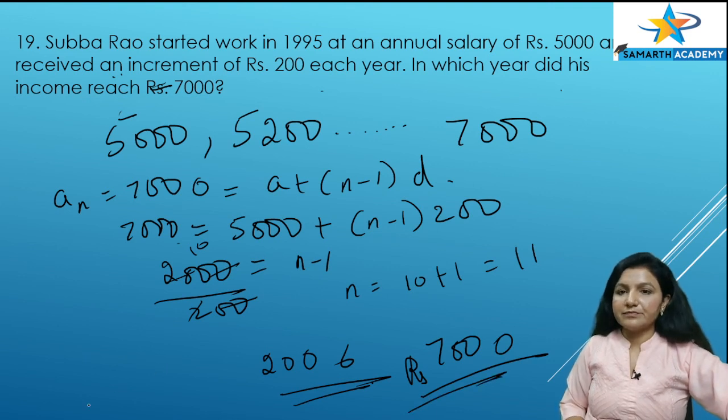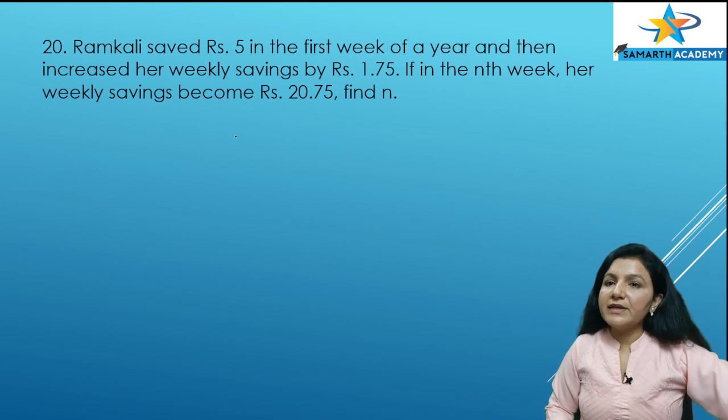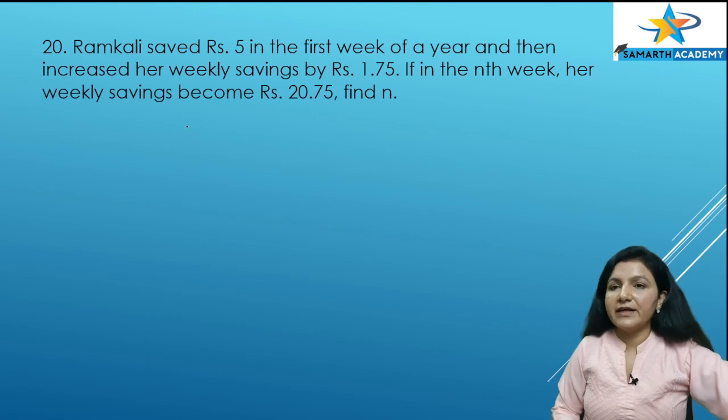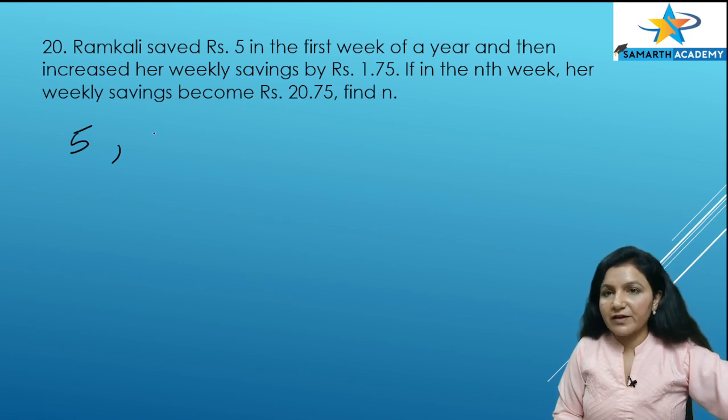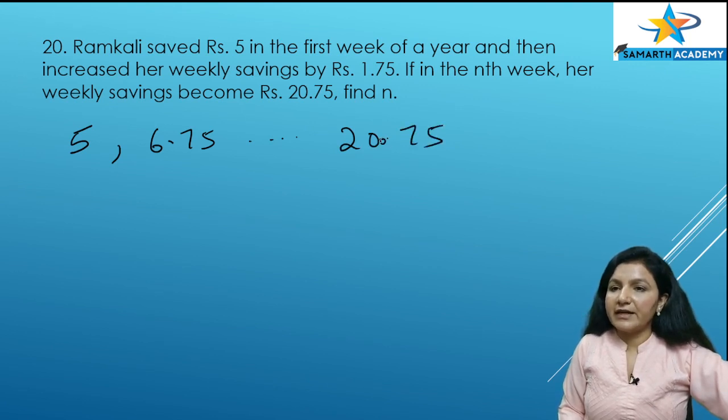That is the answer. Next. Question 20. Ramkali saved rupees 5 in the first week of a year and then increased her weekly savings by rupees 1.75. If in the nth week her savings will be 20.75, find n. So the first term is 5. Then the second term will be 5 plus 1.75, which is 6.75, and so on to 20.75. We have to find n, where the nth term is 20.75.